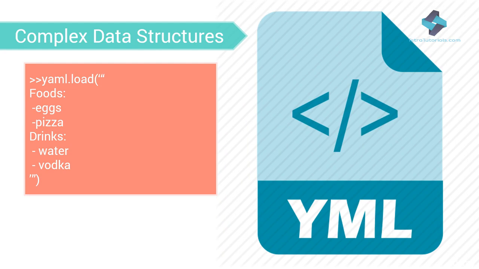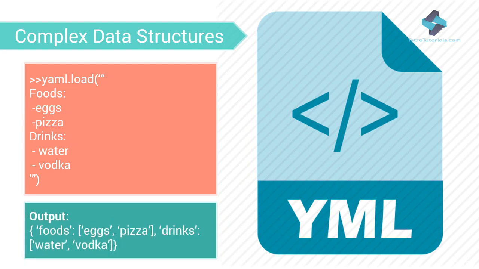Now let's take a look at YAML complex data structures. So here we are looking at more complex data structures in comparison to our previous examples. Now we are given foods and their values as eggs and pizza and drinks with their values as water and vodka. As we can see in the YAML fragment, the parent element is being passed as a dictionary because it doesn't start with a hyphen, and the values are being passed as a list. So it is a dictionary whose key is a string and the value is actually a list.